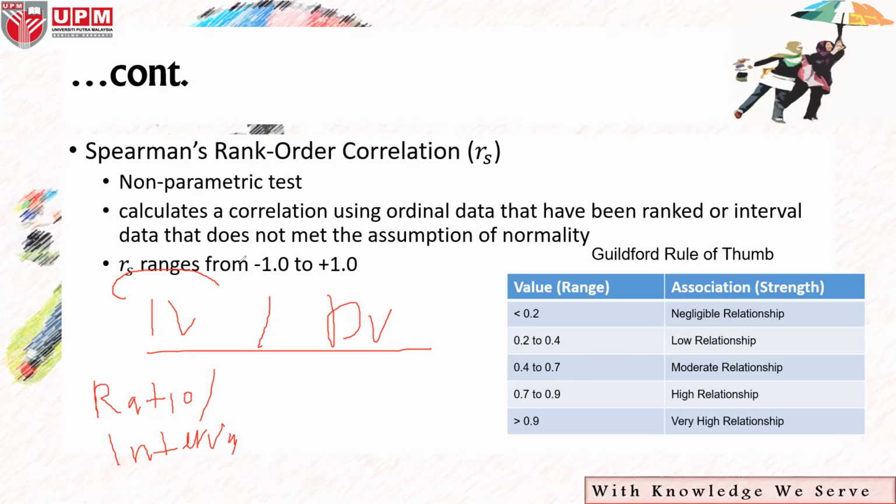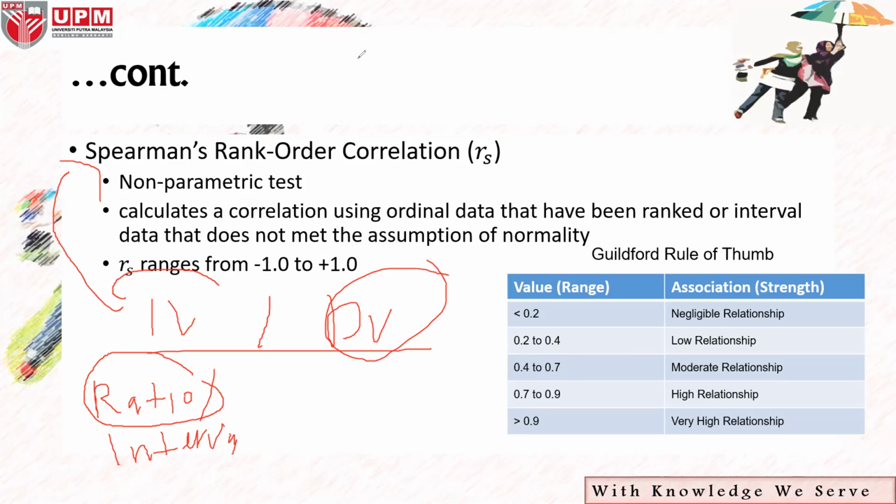Both our IV and DV are in ratio or interval scale of measurement, but at least one of them does not meet the assumption of normality. For example, our DV is not normal. Based on skewness, kurtosis, Kolmogorov-Smirnov, and Shapiro-Wilk, our data are not normal. So then we have to use Spearman rank order correlation.